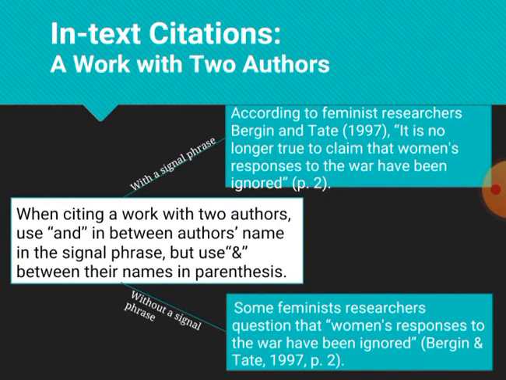So in-text citations, when we have a work with two authors, basically we will write the second names of both authors, a symbol of and, then the year of publication, and then the page number. So let's take the example. According to feminist researchers Bergin and Tate in 1997, it is no longer true to claim that women's responses to the war have been ignored. This is with a single phrase. Without a single phrase: some feminist researchers question that women's responses to the war have been ignored. So when citing a work with two authors, we use "and" between the authors' names in the single phrase, but use the symbol of and between their names in parentheses.